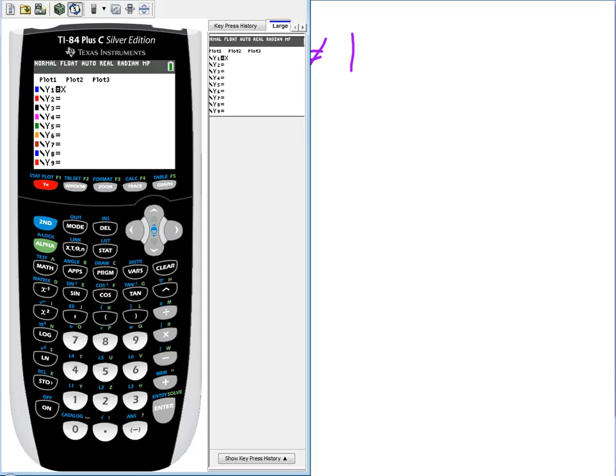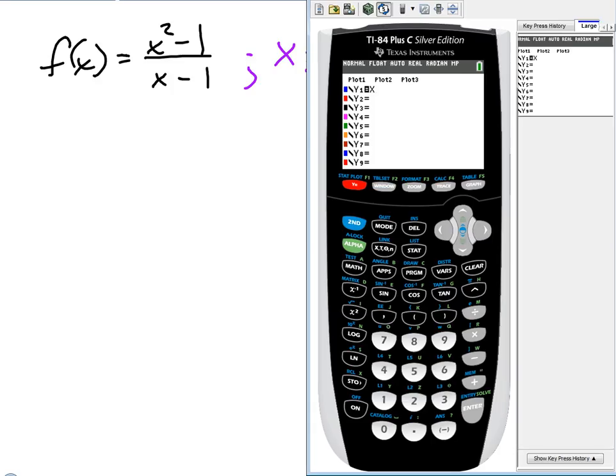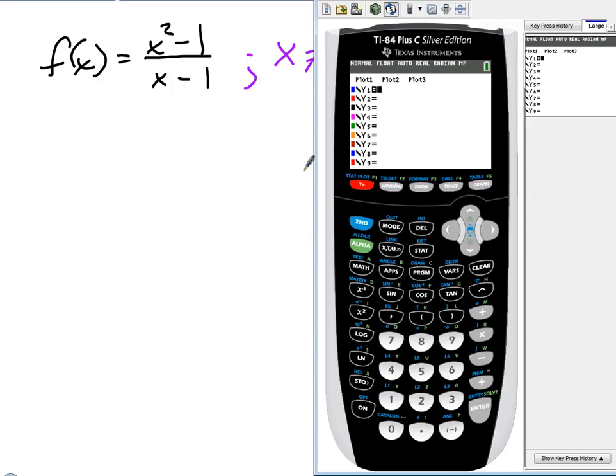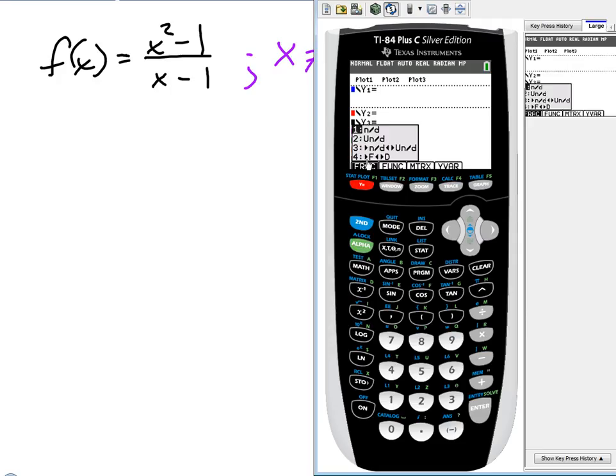Okay, so what is our function here? x squared minus 1. I can't remember all the little tricks here, but do you remember how we get to that? Isn't it like alpha F1? Yeah. There it is. And enter. Oh, that's not what I meant to do.